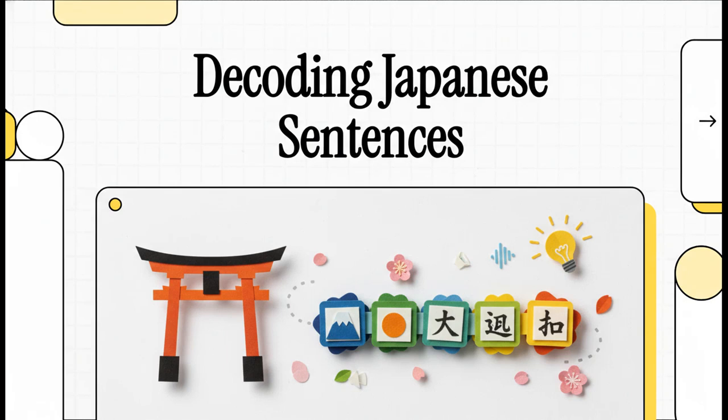Welcome to The Explainer. You know, if you've ever looked at a Japanese sentence and thought, wait, am I reading this backwards? You are definitely not alone. But what if I told you it's not backwards at all? Today, we're going to crack the code of Japanese sentence structure, and you'll see it's actually this really cool, surprisingly logical system of building blocks.